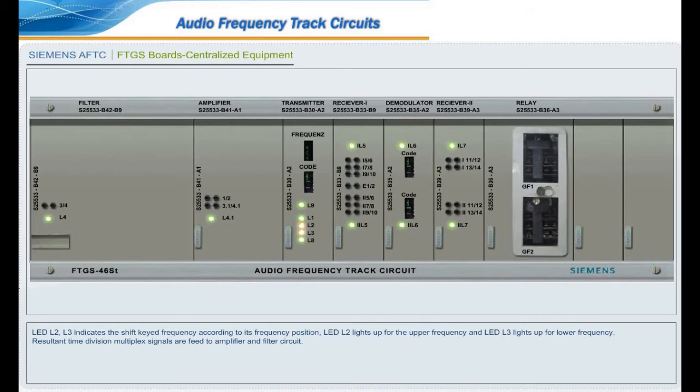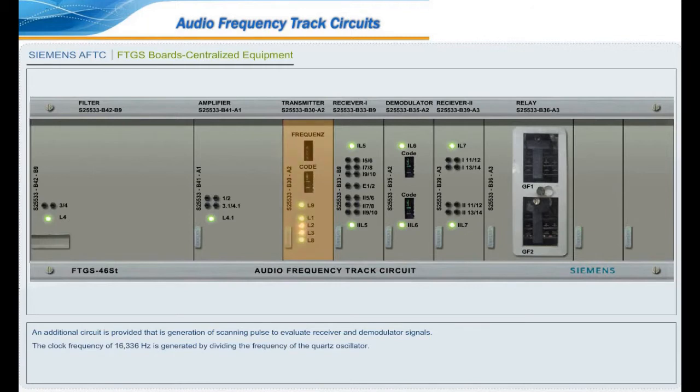The resulting time division multiplex signals are fed to the amplifier and filter circuit. LED L1 indicates voltage output of the amplifier. An additional circuit is provided, that is, generation of scanning pulse to evaluate receiver and demodulator signals.